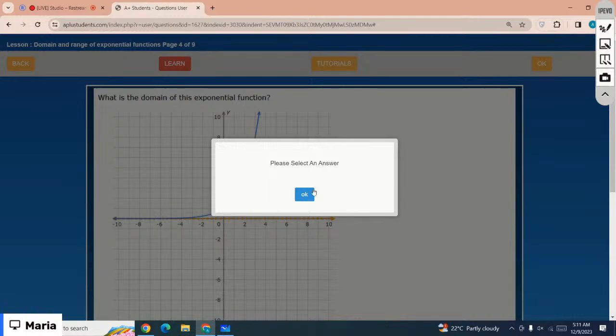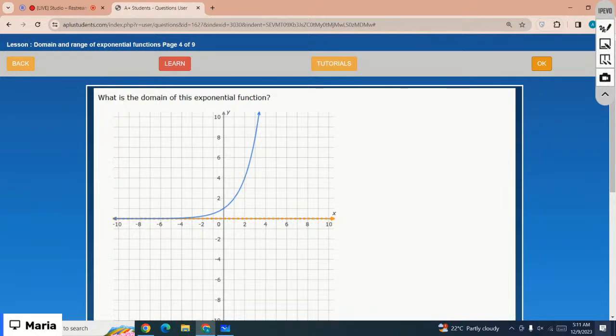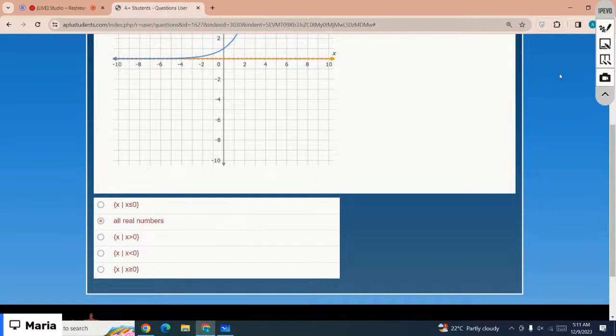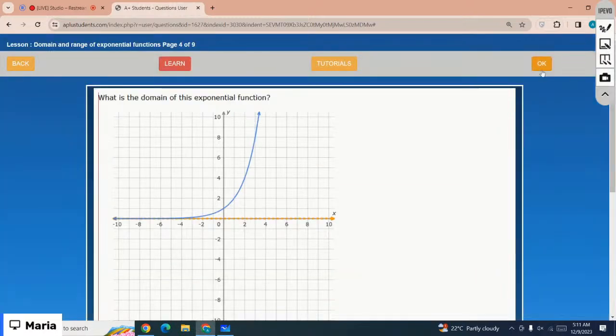Again, what is the domain of the exponential function? The domain of all the exponential functions is all real numbers. So the correct option is all real numbers. Again, what is the domain of the exponential function? The domain of the exponential function is all real numbers. So the correct option is all real numbers.